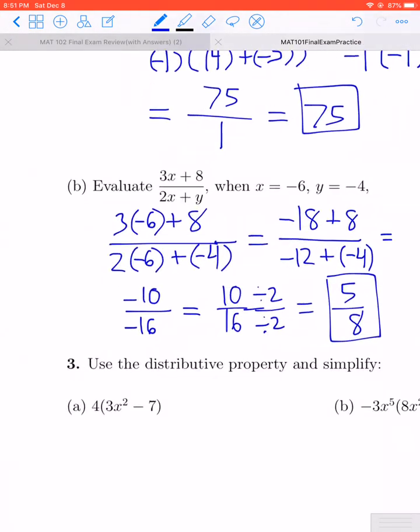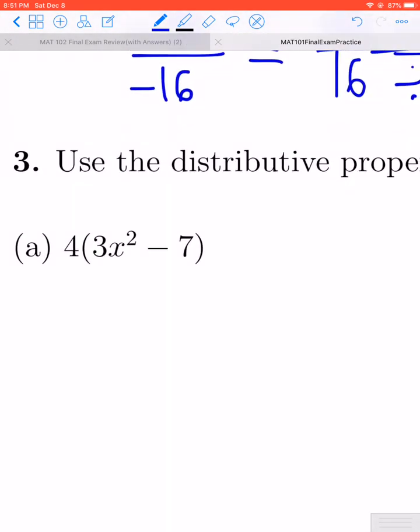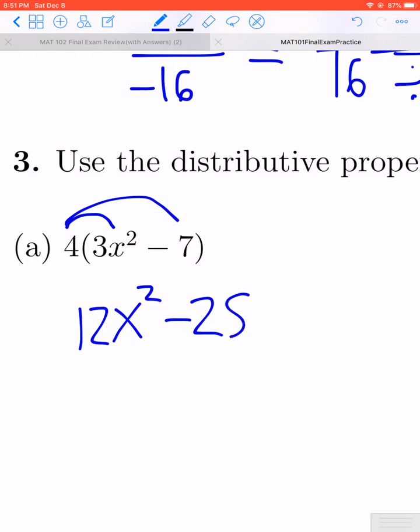In question number 3, we're asked to use the distributive property to simplify. I need to get rid of the parentheses, so I'm going to distribute a 4 in. 4 times 3x squared is 12x squared. 4 times a -7 would give us -28.